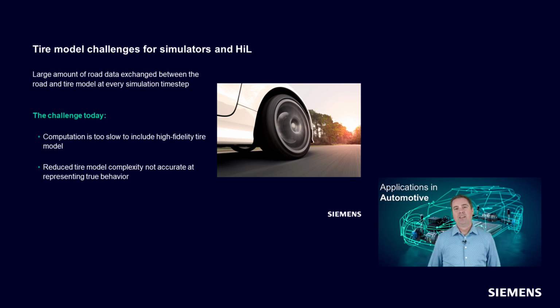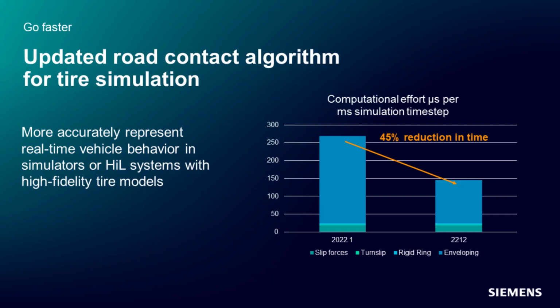In some cases, you might reduce tire model complexity to get around this issue, but then you're also not accurately replicating behavior. In this latest release of Simcenter Tire, we've updated the road contact algorithm to reduce road data exchange. What this means to you is an increased computational efficiency of 45%, so that high-fidelity tire models can be used in real-time applications.